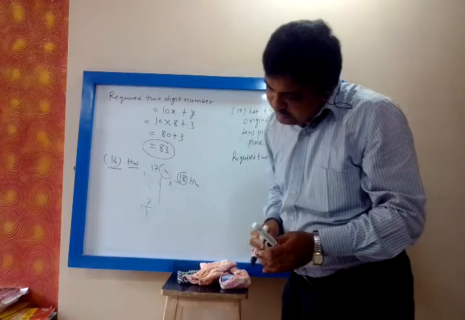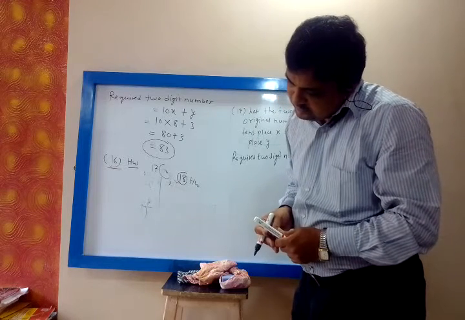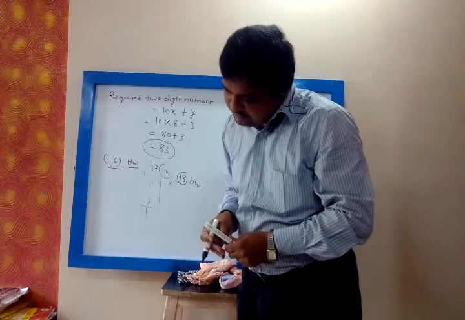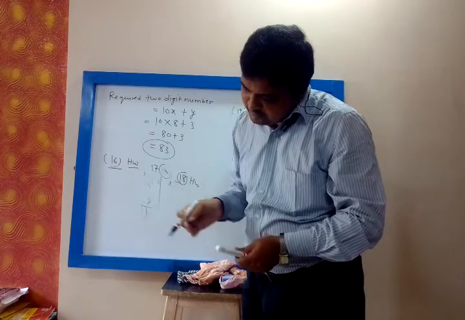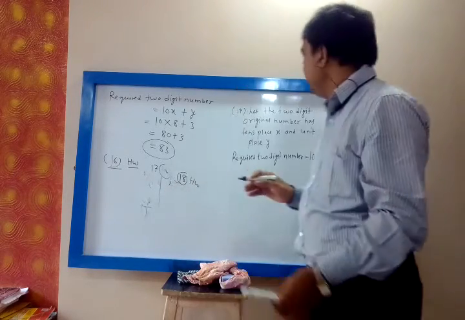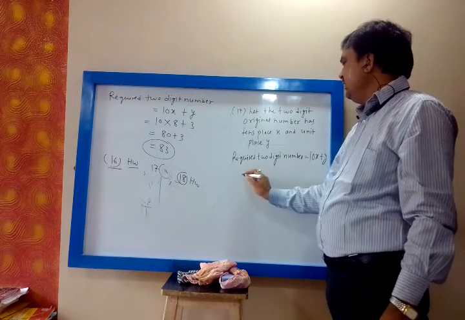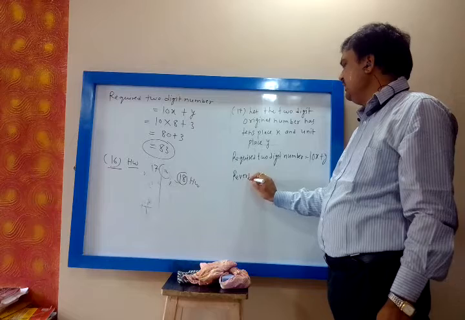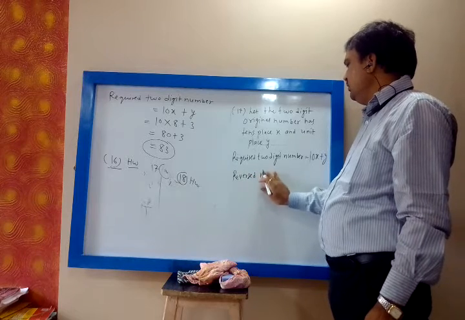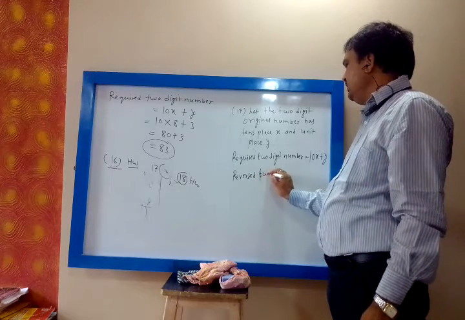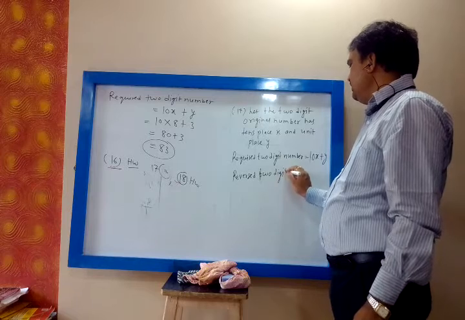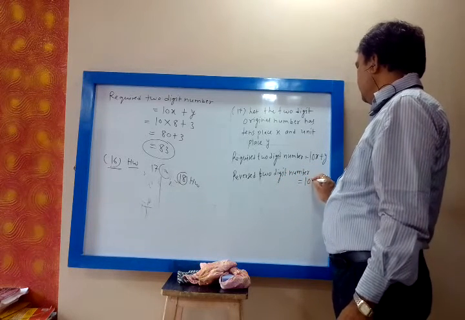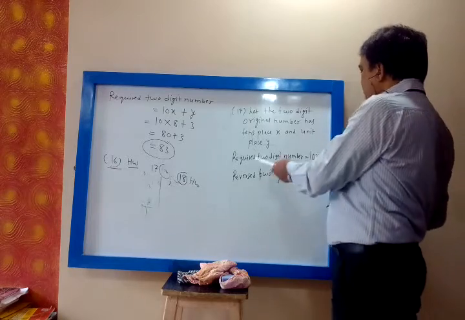The sum of a two digit number and the number obtained by interchanging the digit of the number is 121. Means this number, then reversed number. What will be the reversed number? Tell me. The reversed two digit number will be 10y plus x. We interchange the unit place and the tens place.